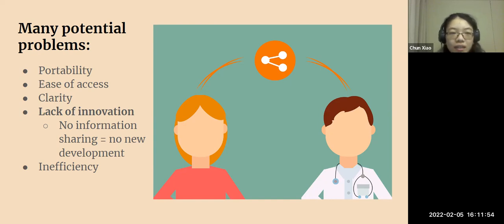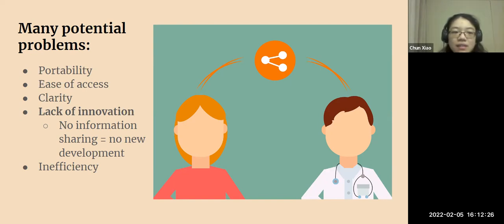And secondly, there is the problem of ease of access. So if it is difficult for patients and doctors to access their medical information, there could be information lost in this process. And also it is frustrating for doctors to use such a system where a lot of important information is very difficult to access when they already work in a very high stress environment and they don't have time to work a very complicated system.